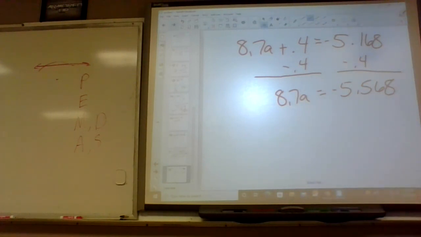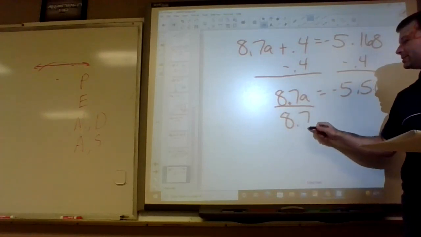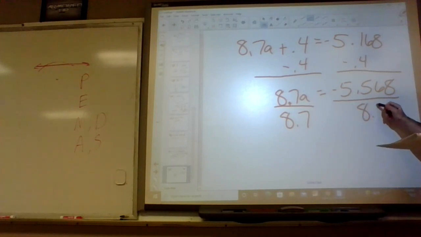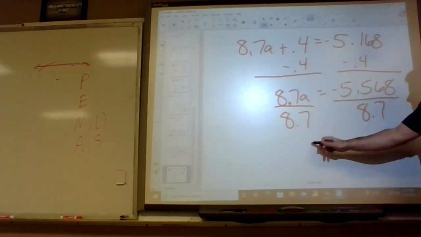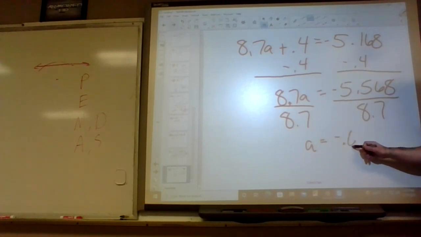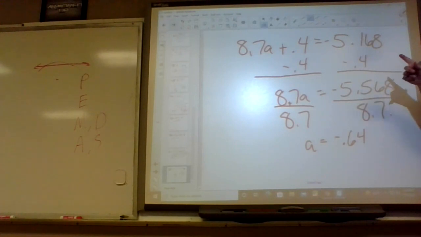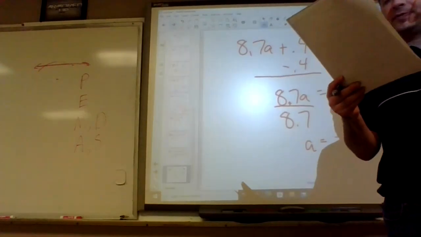Then Shane, what's our last step? Divide 8.7. Okay, in that case, I'm not gonna do that by hand, because that would be a lot of work. You guys remember how to divide decimals by hand? No. You move the decimal over on the divisor, and then you move the decimal over on this number, and then it's a normal problem. Yeah, it's a lot of work for sure.